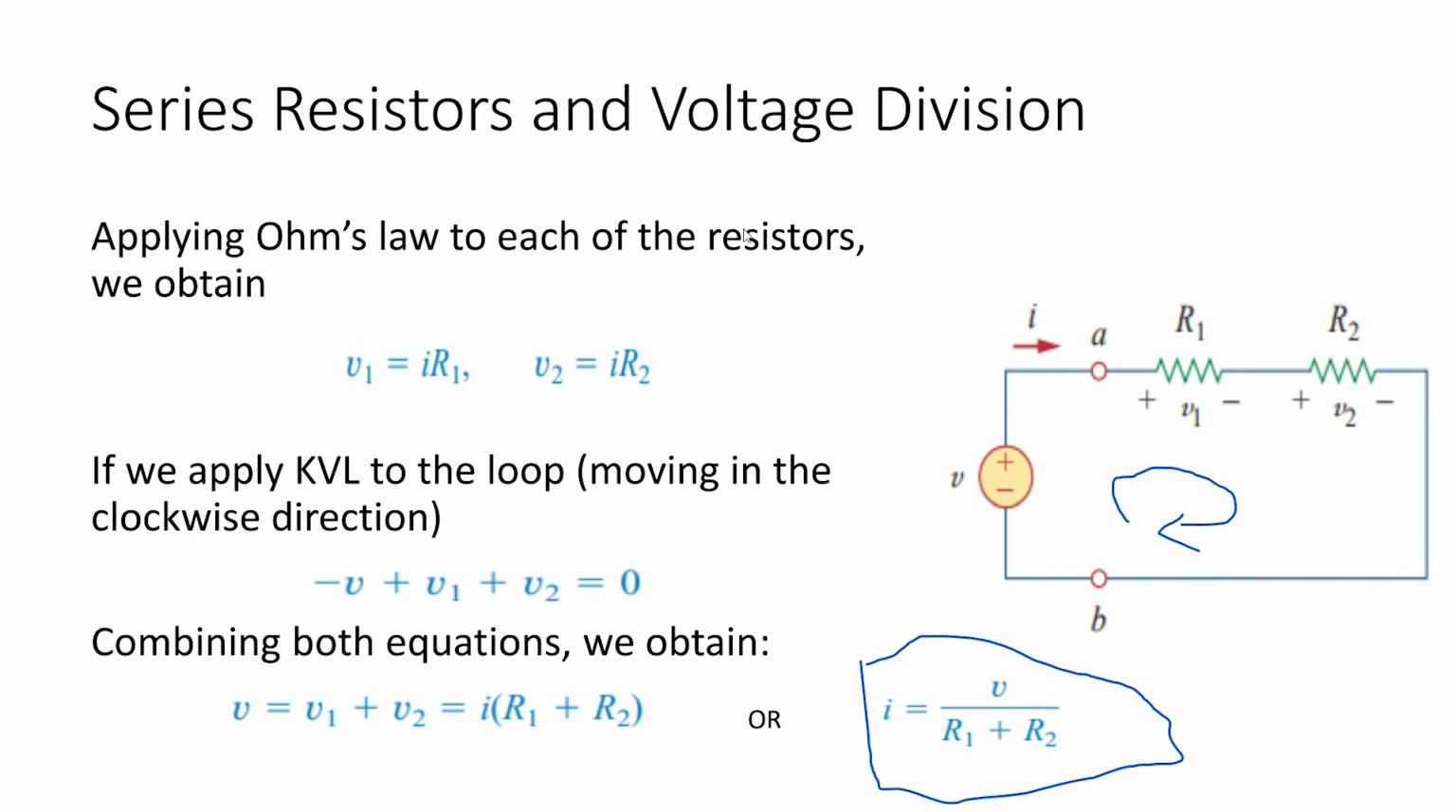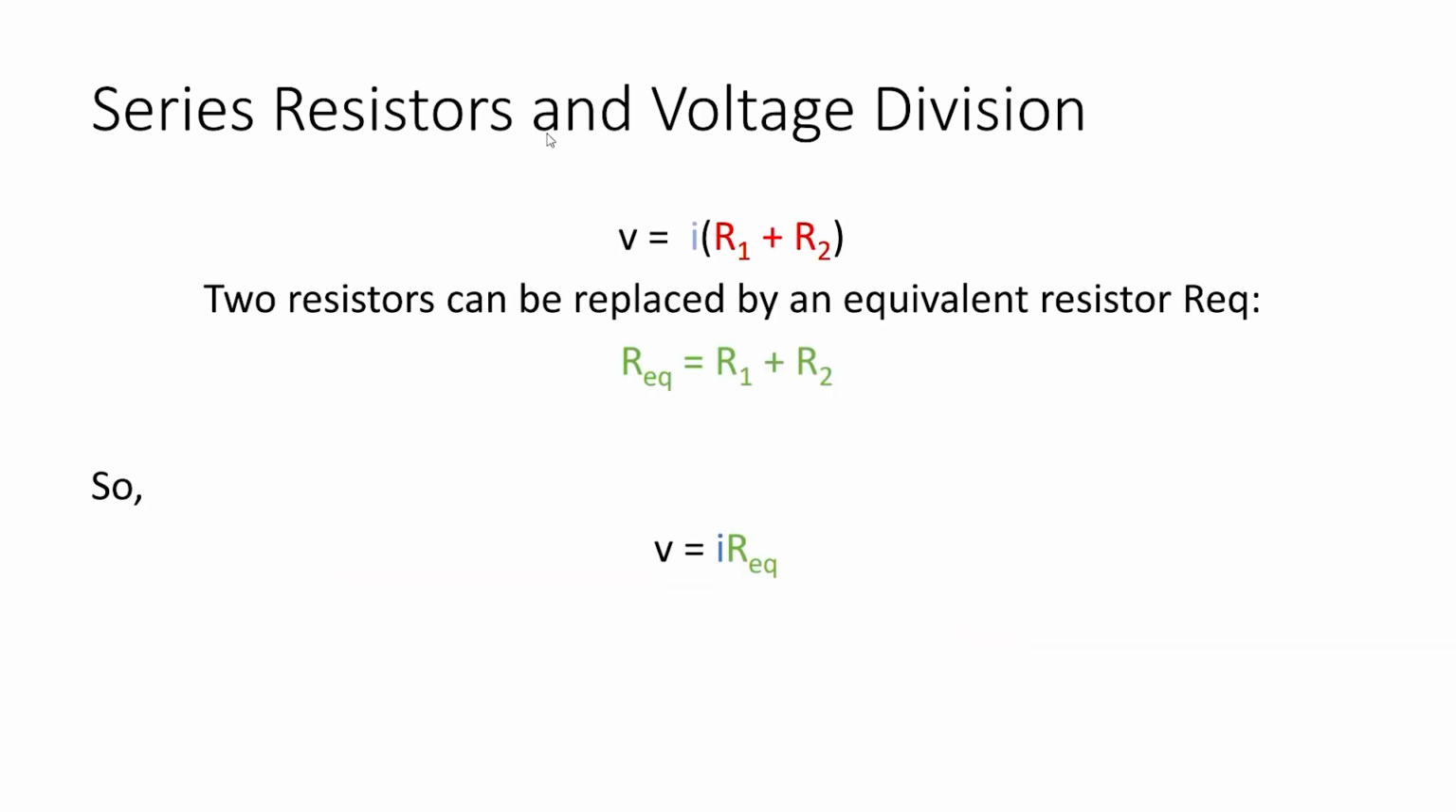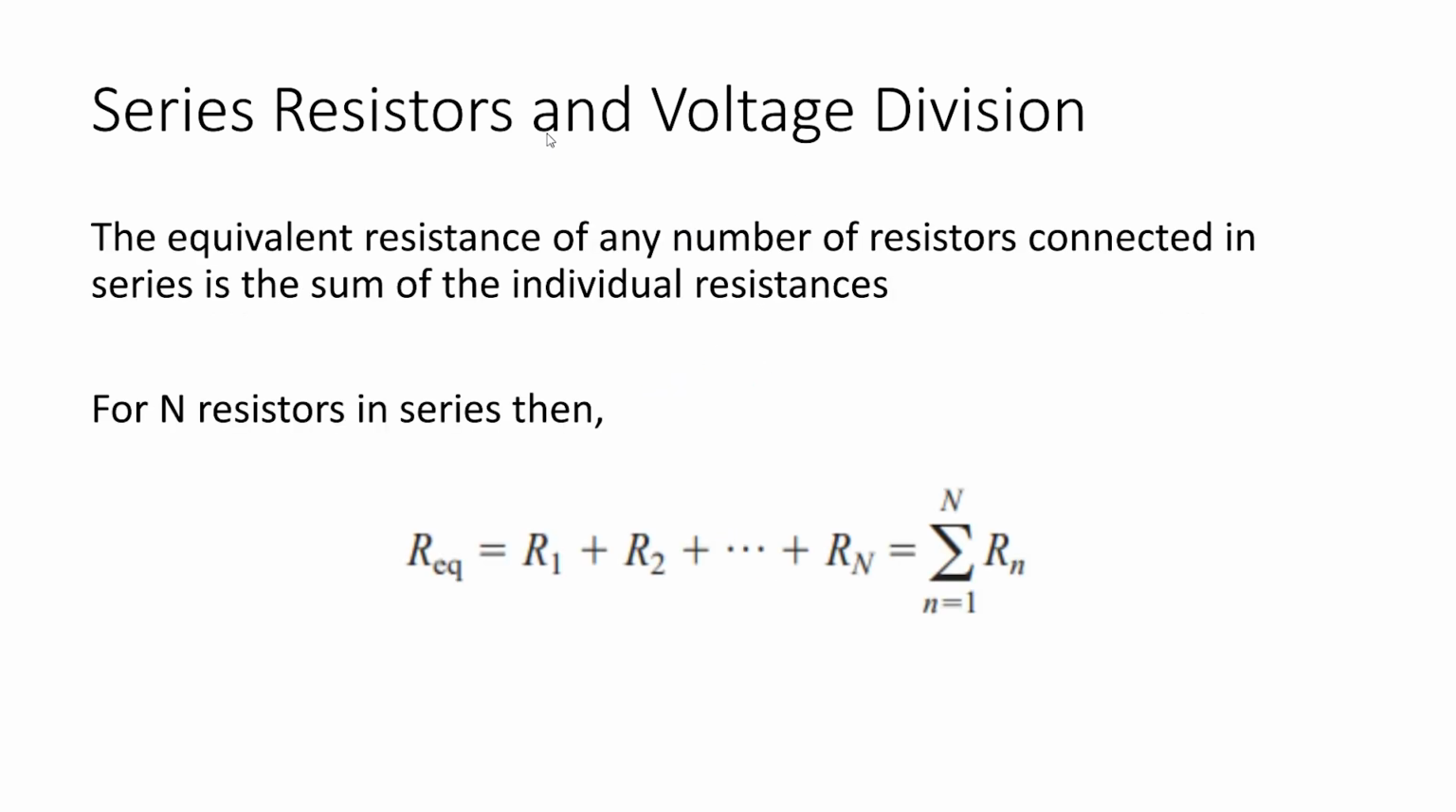If we move in the clockwise direction, we will first have minus V, then positive V1, and then positive V2. Now we know that KVL says the sum of all voltages in a closed loop is equal to 0, so we put it equal to 0. Combining both equations, we get a generalized equation for current, which is I is equal to V over R1 plus R2. Now we can see that the resistors can be replaced by an equivalent resistance.